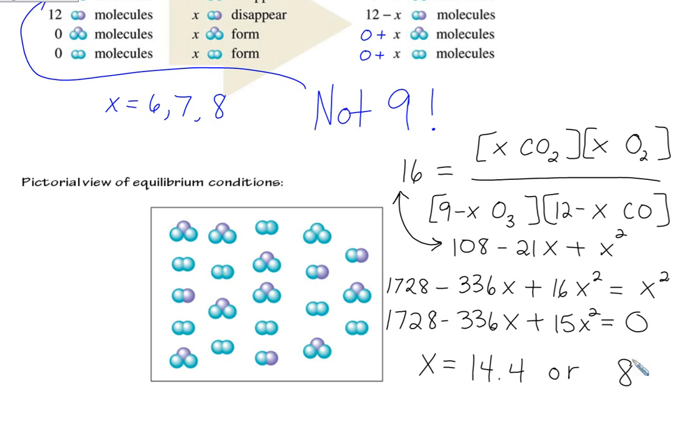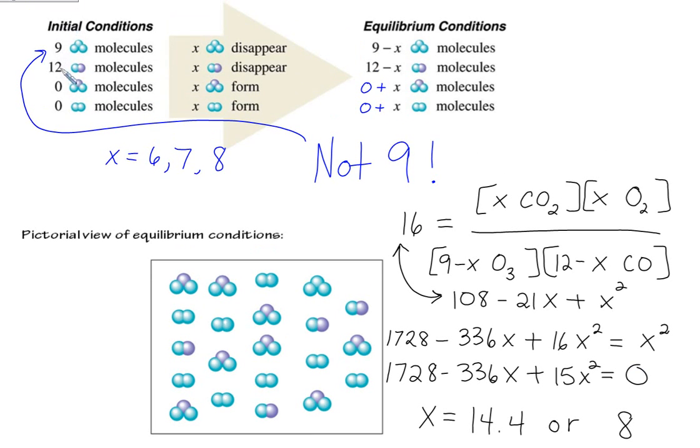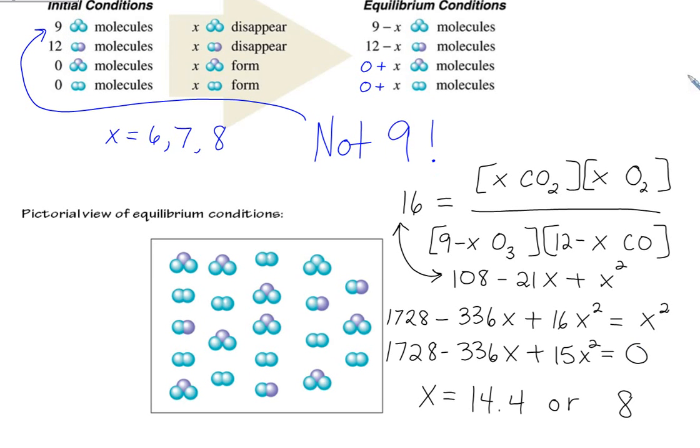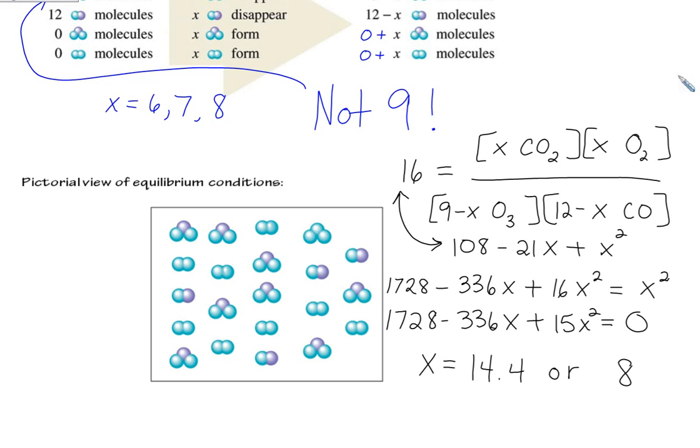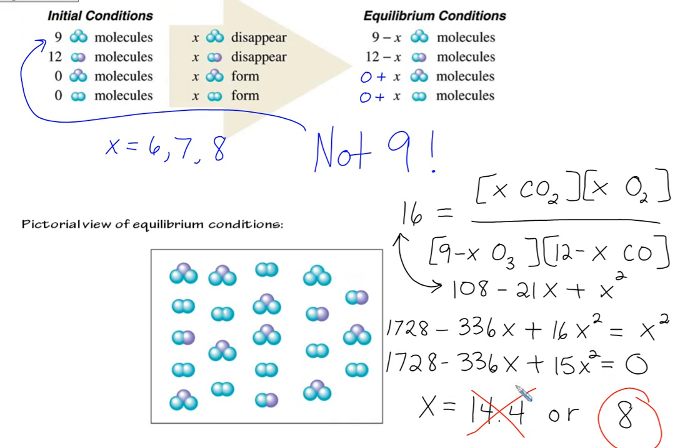Okay, well, x can't possibly be 14.4 because I don't even have that much of my reactants. I can't change by more than what I originally have. But I guess then that it's going to have to be the 8, which would have been one of my choices. In this case, I could have done a guess and check. I could have tried 8. And if I would have done it algebraically, I would have confirmed 8. We have to change by 8. So that means that for the O3, we originally had 9, x is going to be 8.